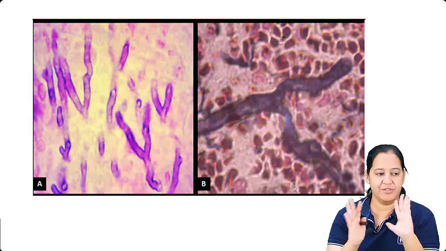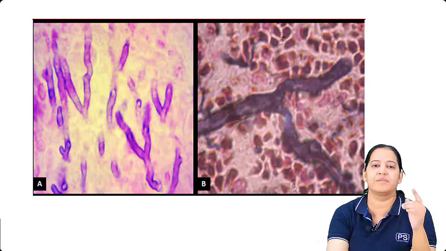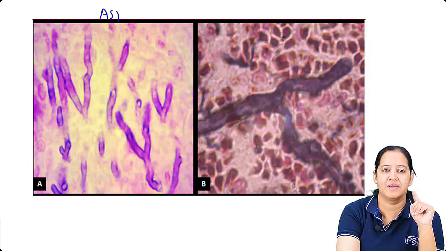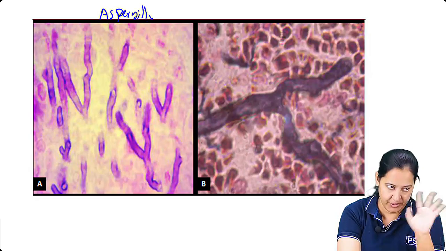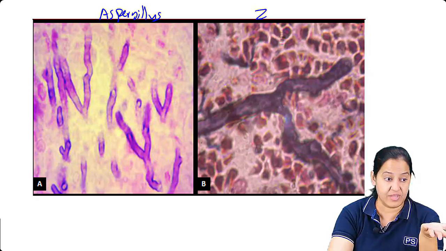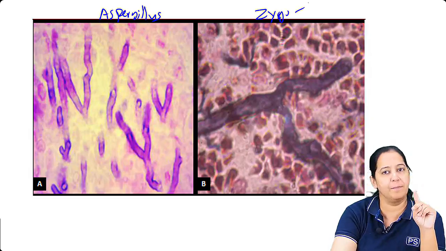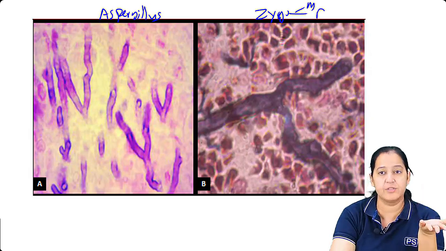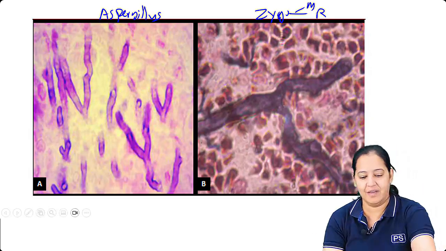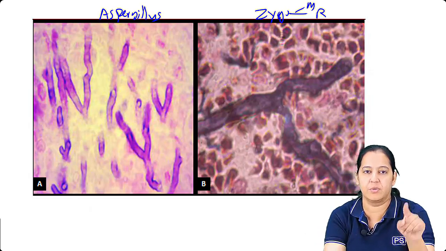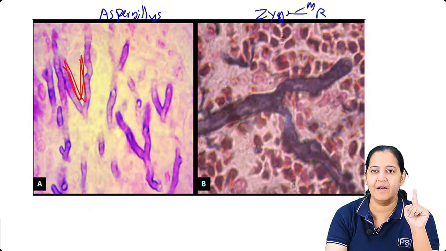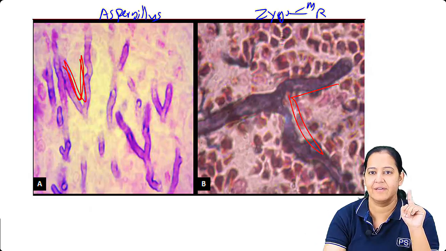Now compare the two. I have already drawn this diagram for you. This one is Aspergillus that I'm going to teach you next, and this one is the Zygomycetes. Both Mucor and Rhizopus come under Zygo. You can appreciate the same thing I have shown you there also. You can see the angle here.